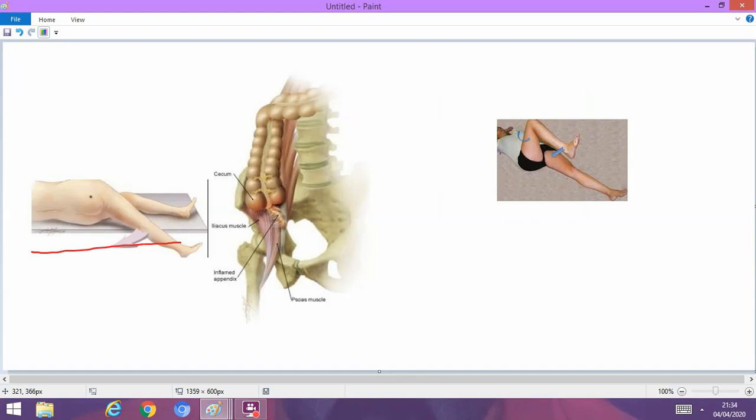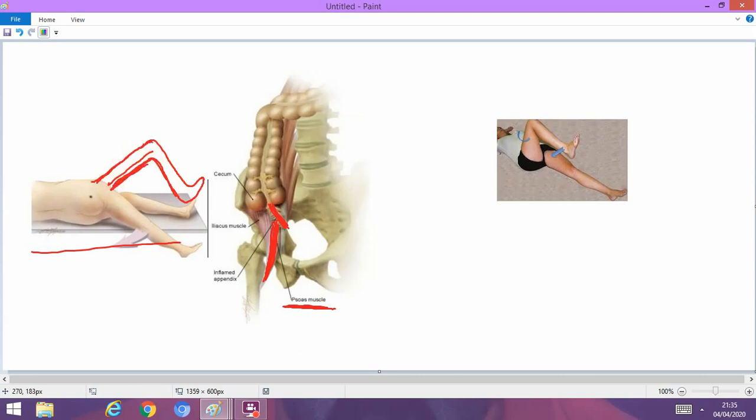If you look closely, you can see the psoas muscle here. This is the muscle, and this is your acute appendix. The appendix is lying on the psoas muscle, so when the appendix is inflamed, it will cause contracture of the psoas muscle. And since the psoas muscle is a flexor, it will flex the patient's leg, somewhat like this.